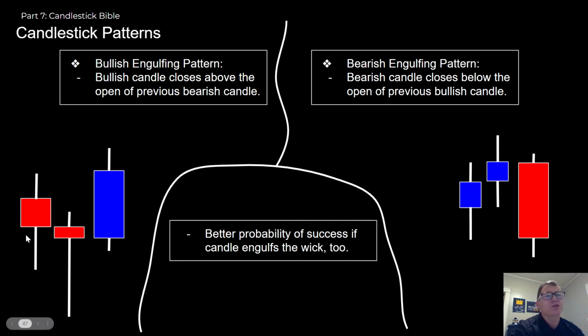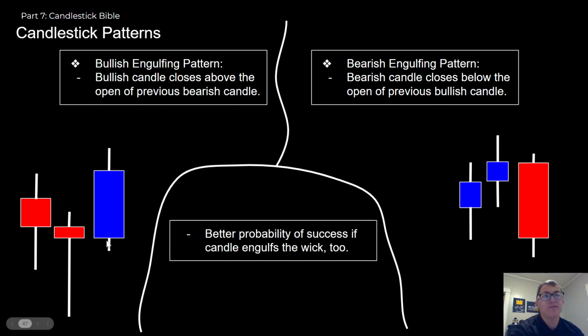All a bullish engulfing pattern is, think about it like this: you have a bearish candle and then a bullish candle that engulfs it. This whole body eats the previous candle's body. It's very simple, right? It engulfs the candle. And then obviously a bearish engulfing would be the exact opposite. You're going to have a bullish candle and then the body gets engulfed by a bearish candle. Understand that there's going to be a better probability of success if the candle engulfs the wick too. So if the body engulfs the previous body and the wick.